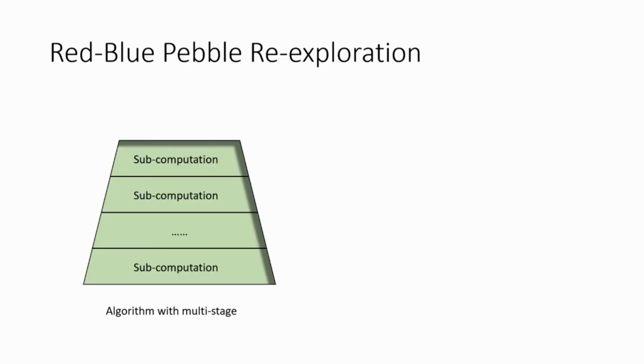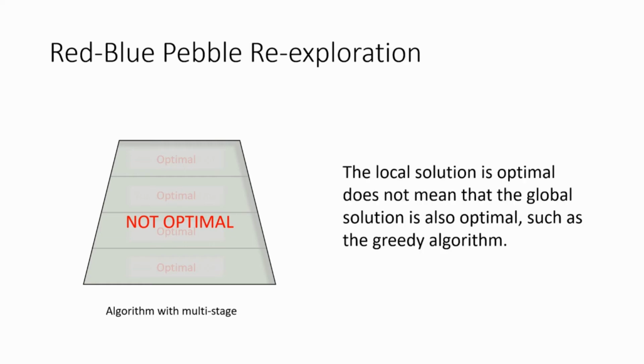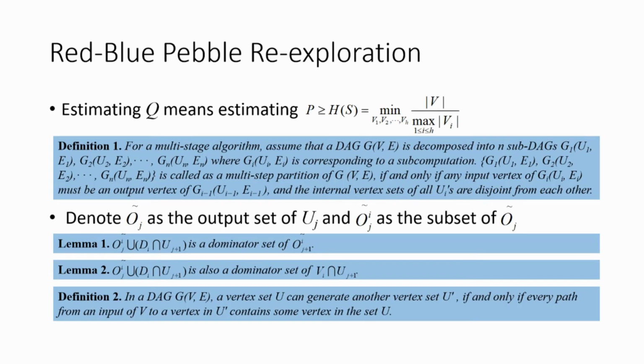However, as we know, the red-blue pebble game is for single-stage algorithms. For convolution, the algorithm usually contains multiple stages. As we know, for multi-stage algorithms, a communication-optimal subcomputation does not mean the global solution is optimal, like the greedy algorithm. Therefore, using the original red-blue pebble game model directly does not work. We know that if we know P, we know Q.